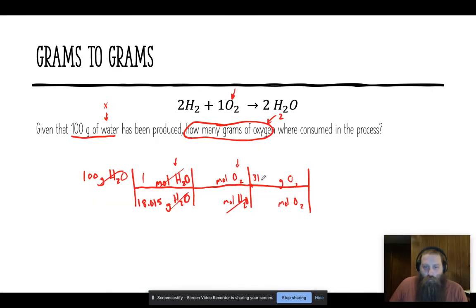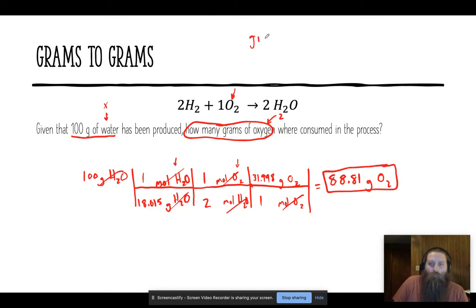So 31.998 grams of oxygen, grams of O2, equals a mole of O2. 1 mole of O2 is equal to 2 moles of water in this equation. And so 100 divided by 18 divided by 2 times 31.998 leaves me with how much oxygen I make, which in this case is 88.81 grams of O2.